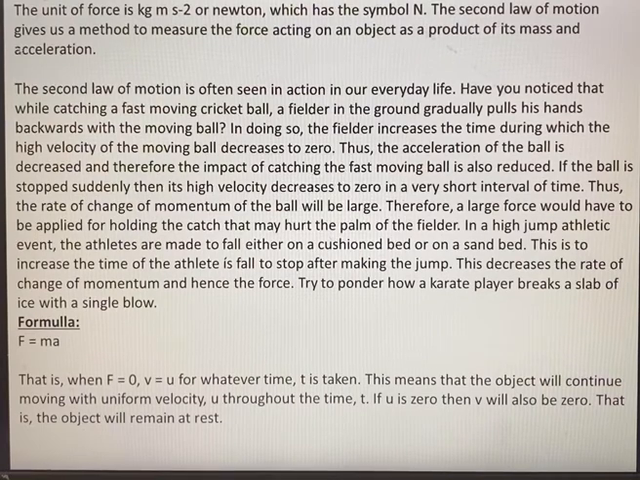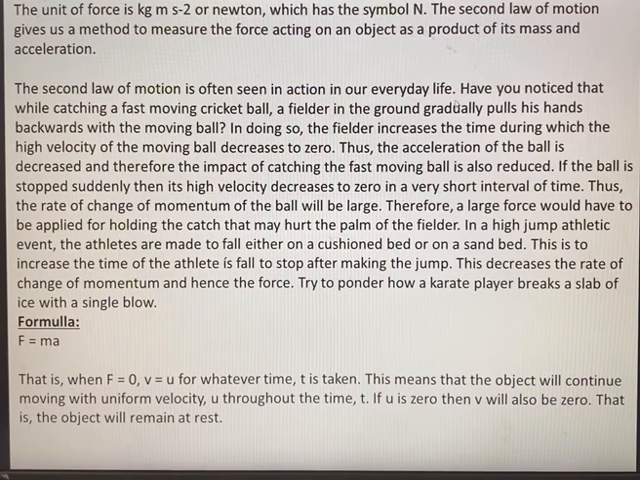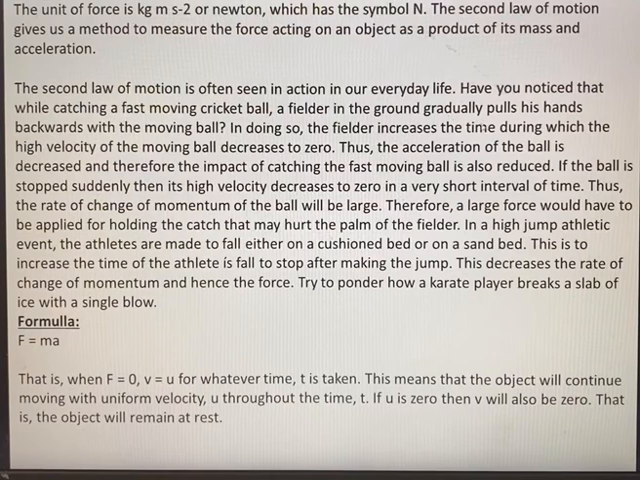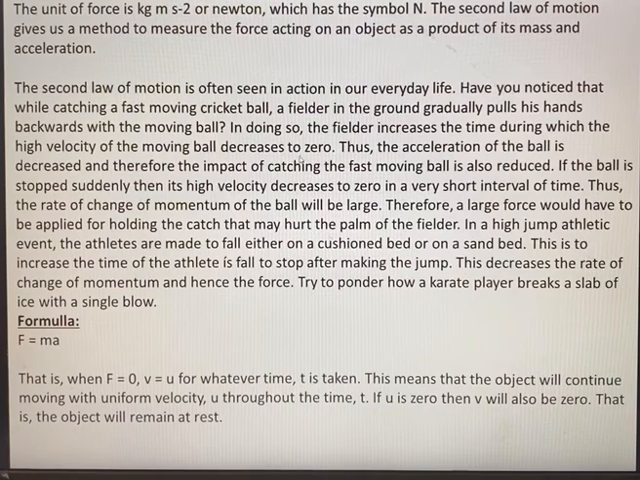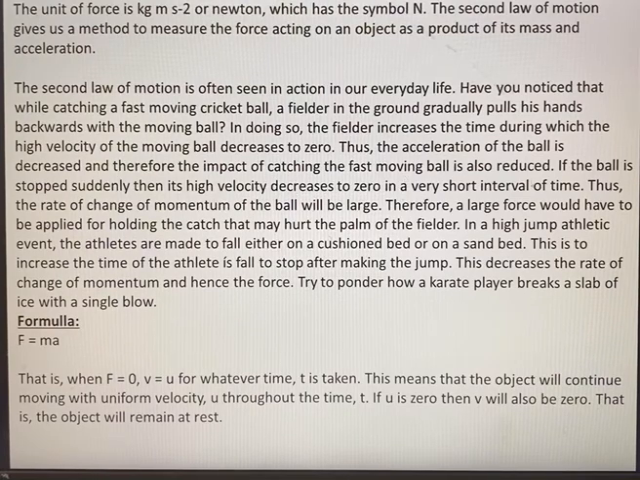The second law of motion gives us a method to measure the force acting on an object as a product of its mass and acceleration. The second law of motion is often seen in action in our everyday life. Have you ever noticed that while catching a fast-moving cricket ball, a fielder on the ground gradually pulls his hands backwards with the moving ball? In doing so, the fielder increases the time during which the high velocity of the moving ball decreases to zero. Thus, the acceleration of the ball is decreased, and therefore the impact of catching the fast-moving ball is also reduced.